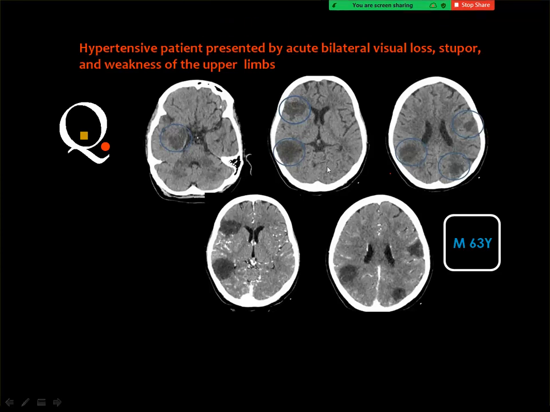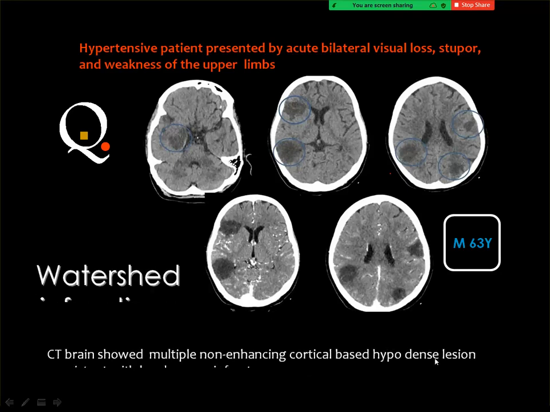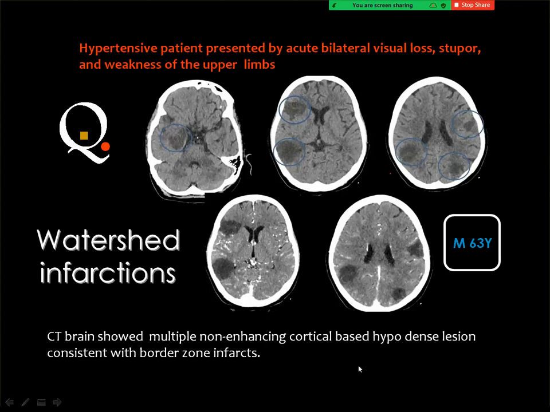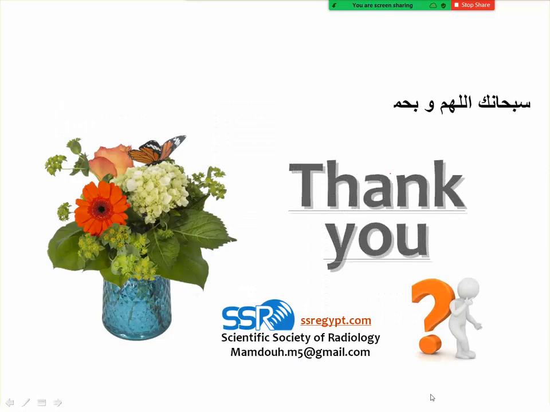What you see here is multiple hypodense lesions in the brain, and these lesions do not enhance. Some of the lesions are cortical based, and other lesions are located between the territories of the vascular markings. And this is a good example of multiple watershed infarctions, either due to increase in the blood pressure or due to decrease in the blood pressure. These are multiple watershed infarctions.